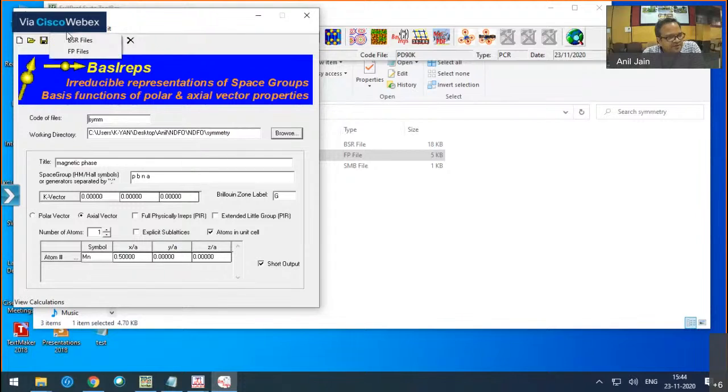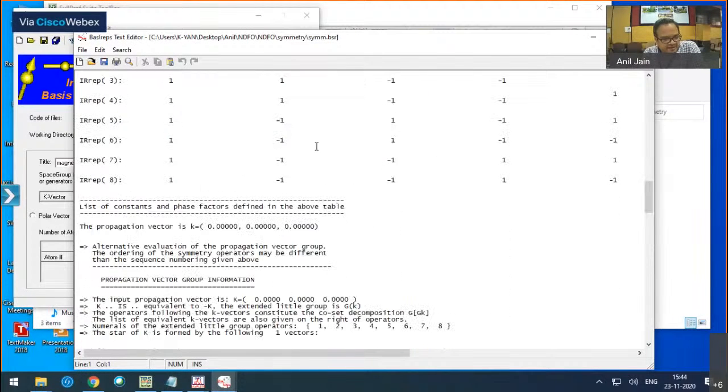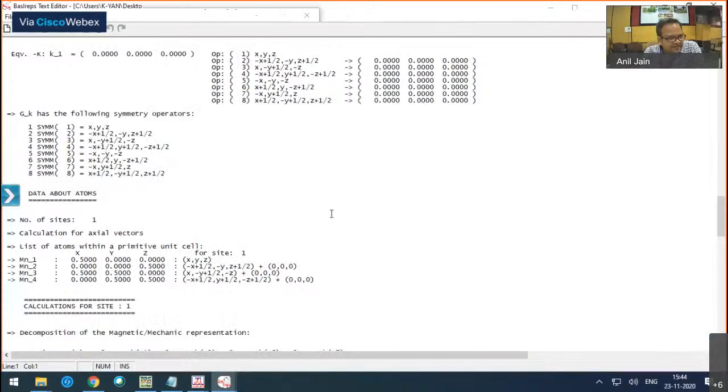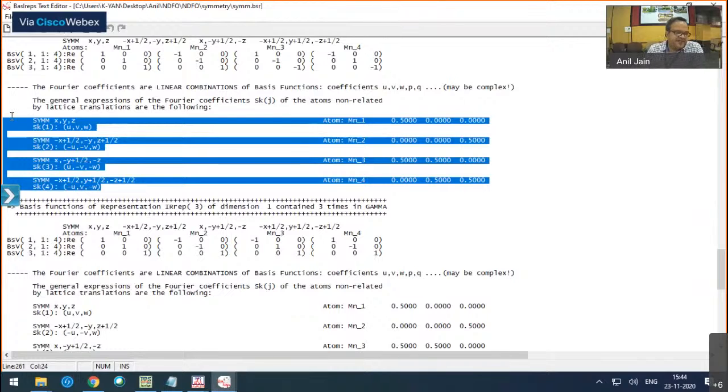So in the result there are 2 parts. One is the BSR file. Let us see the BSR file. This file gives you the information if you want to put the moment in another format. So this is the information here. This gives the general expression of the Fourier coefficient Skj of atoms not related by lattice translations.